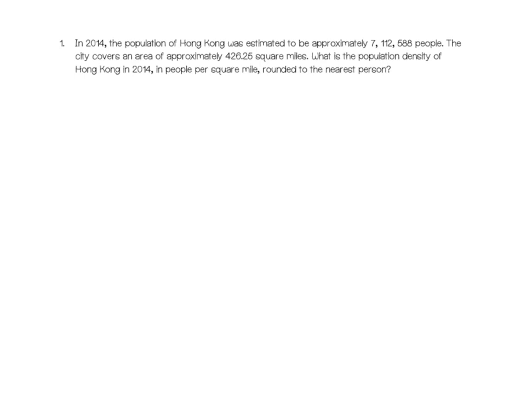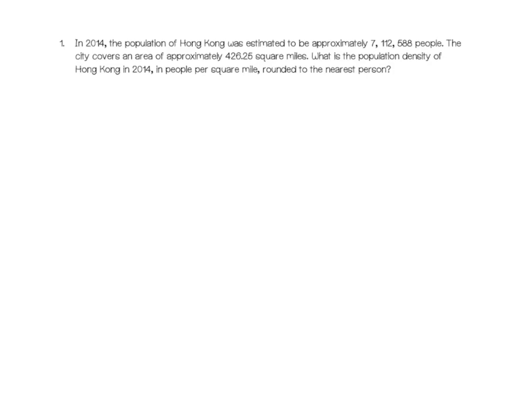The first problem on the air packet says, in 2014, the population of Hong Kong was estimated to be approximately 7,112,588 people. The city covers an area of approximately 426.25 square miles. What is the population density of Hong Kong in 2014 in people per square mile rounded to the nearest person?